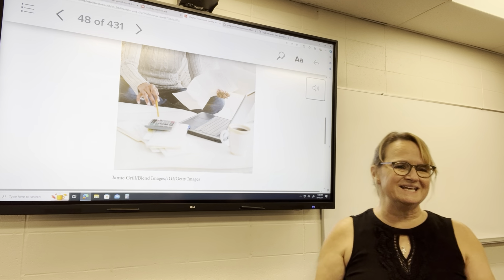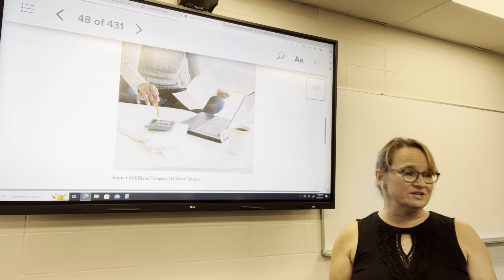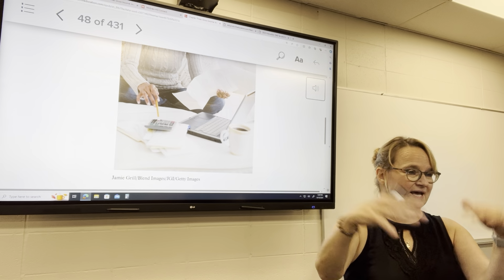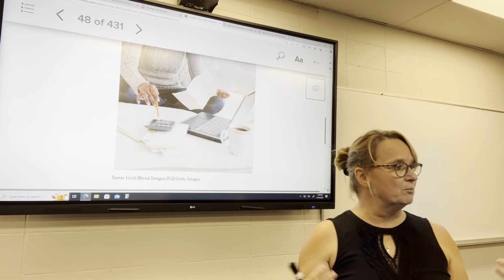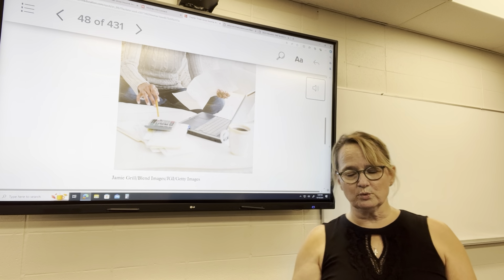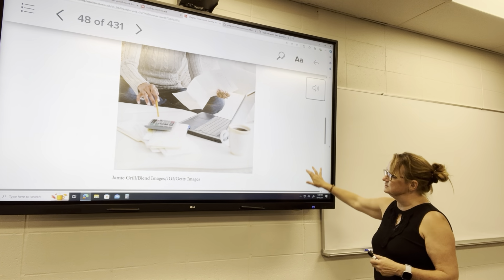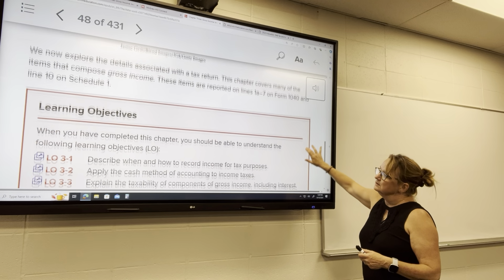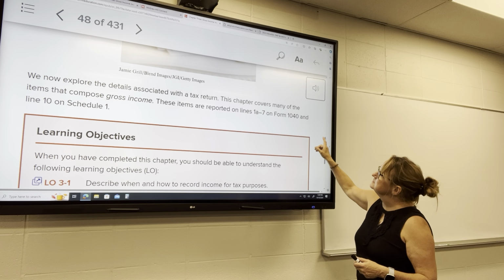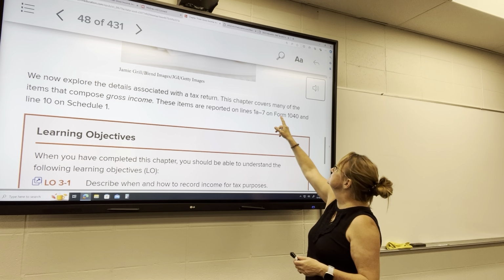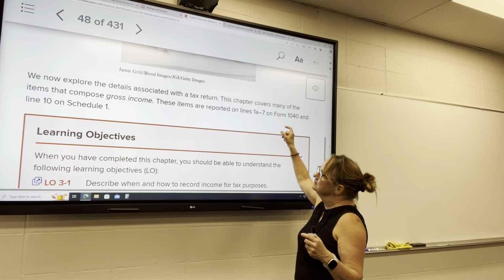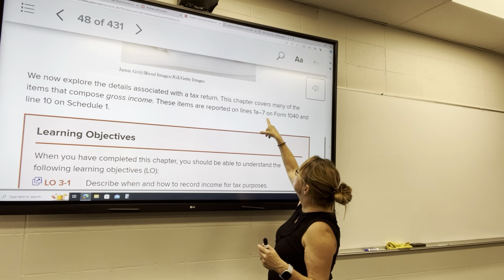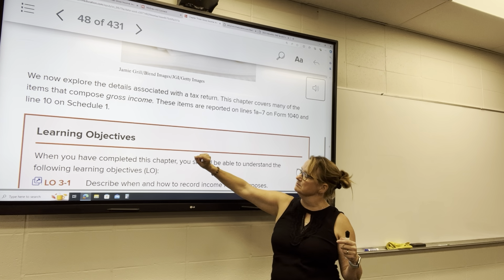income. Some of them are pretty easy, self-explanatory. The wages, we're just going to total up all the wages and add them on there, right? But there are certain other categories of income that may need a little bit more explanation. And that's what we're going to cover in this chapter here. So this is lines 1 through 7 on the 1040. Line 7 is, I think, the total income line.